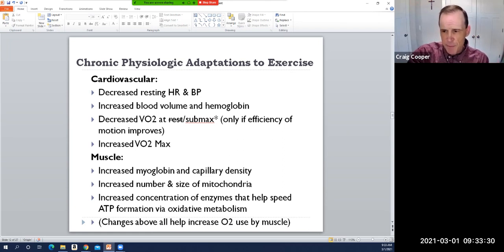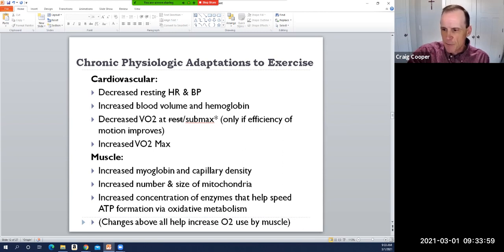We will see over time improvements in VO2 max up to a point. And the more sedentary the person is to start, the more room they have for improvement. If you take somebody that's already been training for years and you try to have them do more intense training, yeah, they might improve their VO2 a little, but they're already pretty close to their maximum capability. So you're less likely to see big changes in max VO2 in somebody that's well-conditioned already.